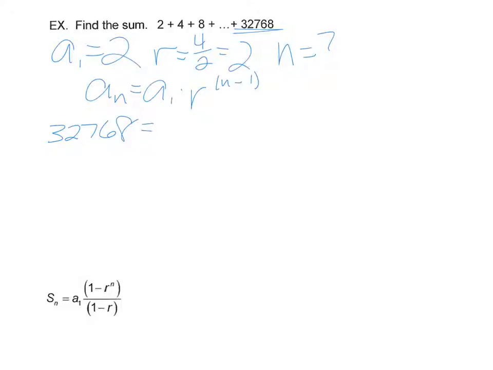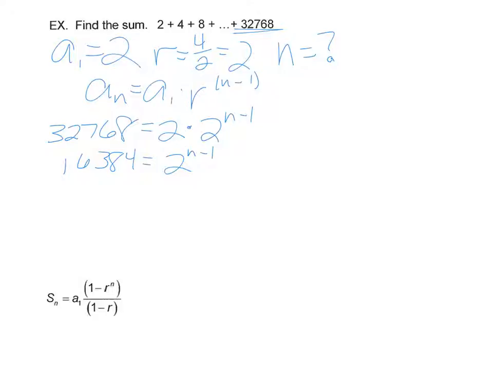32,768 equals a sub 1, which is 2, times r, which is also 2, to the power of n minus 1. Now you cannot multiply those 2's because order of operations says you do exponents before you do multiplication. So I can divide by 2 both sides, and then I would have 16384 equals 2 to the power of n minus 1. Now, how do I get to that n? How do I get that n out of the sky?